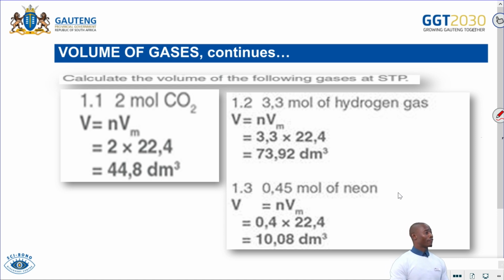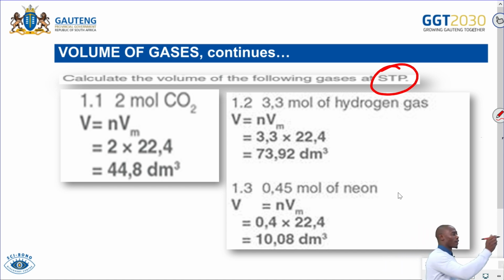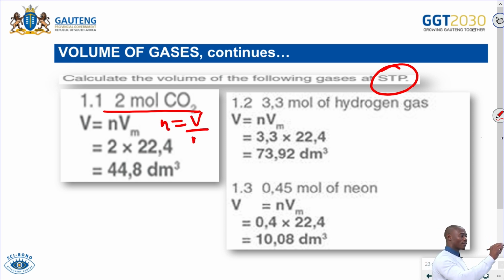So let's check this one. Calculate the volume of the following gases at STP. At STP, right? So 2 mole of carbon dioxide, then n equals V over what? Over Vm. This is the equation that we have from our data sheet, right? So copy that equation as it is, and then from there, let's substitute.